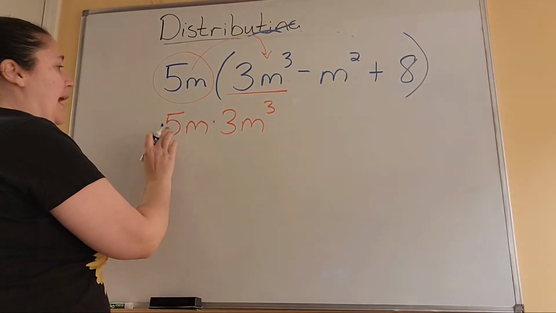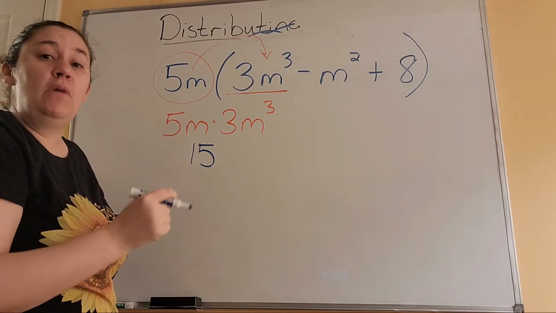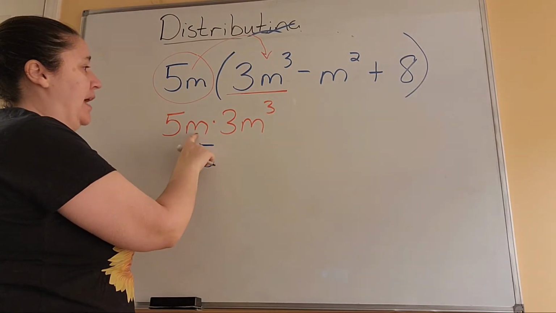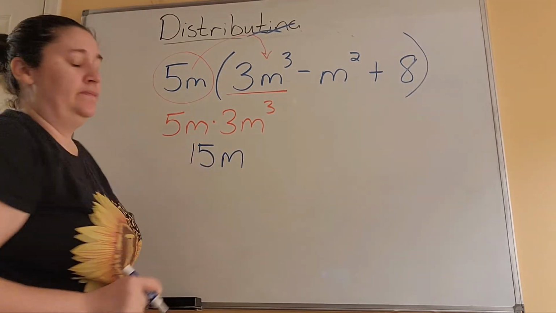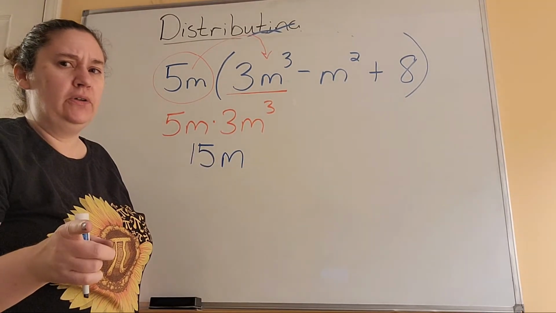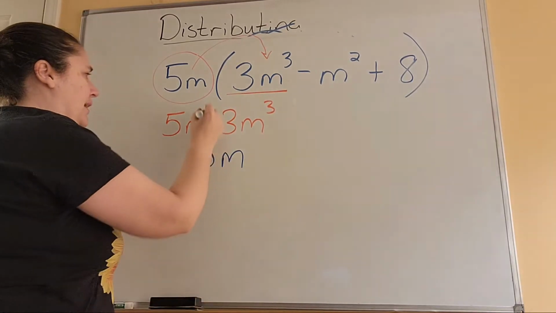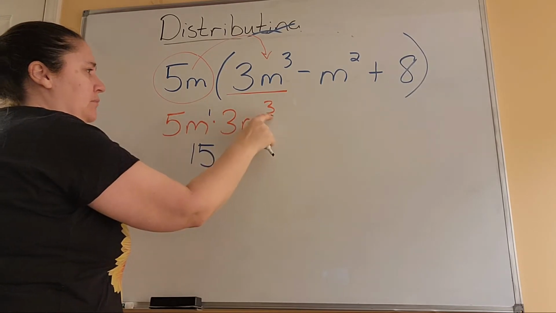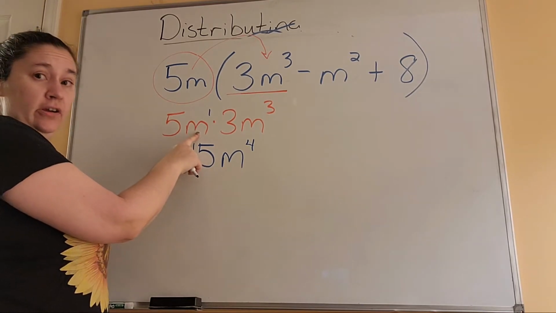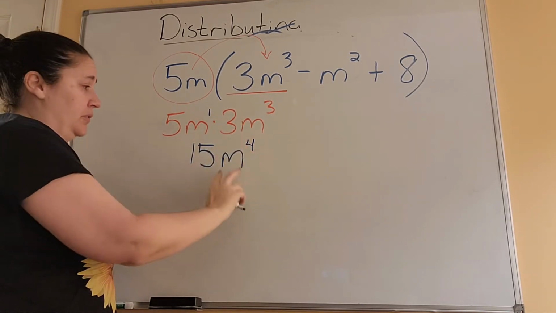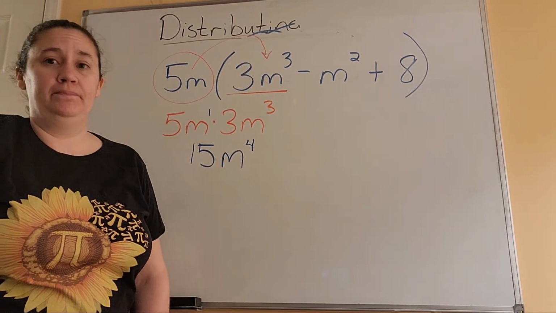All right, multiply 5 times 3 to get 15. And then multiply the m's. We have to multiply m times m to the third power. Write down the m. And how do you multiply variables? What do you do to their exponents? You add them. That is correct. You add the invisible 1 plus 3 makes 4. Basically, you have 1 m here, you have 3 m's there, put them together, you have 4 m's. So this is my first term.